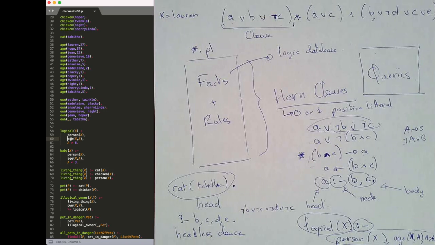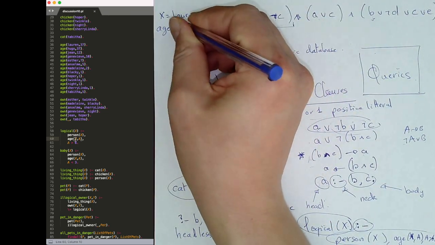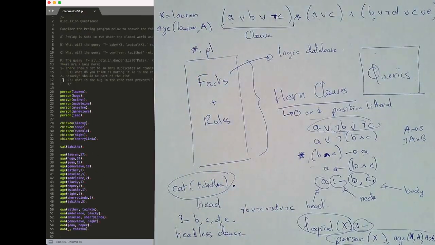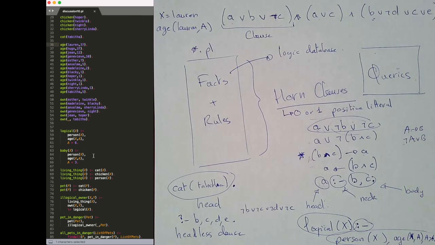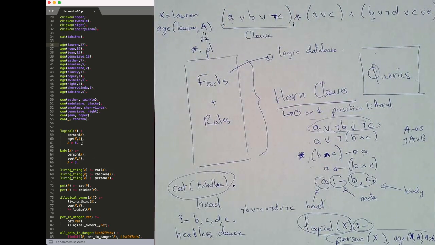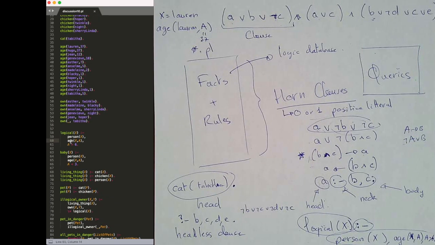Now, age X A. We have X unified with Lauren, so it's actually going to look for age Lauren A. Same thing, it goes back to the beginning and it's going to stop at line 36, age Lauren 37. So A is going to be unified with 37, right? And now this goal is successful, because we found a way to unify variables that makes it successful.